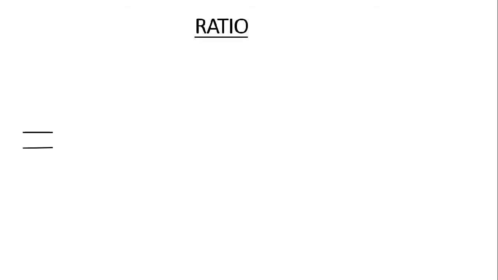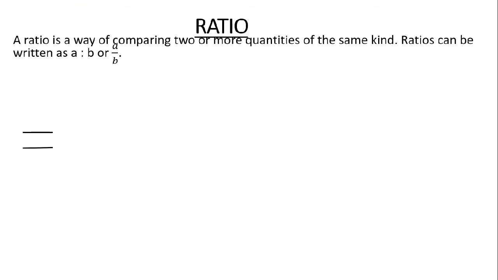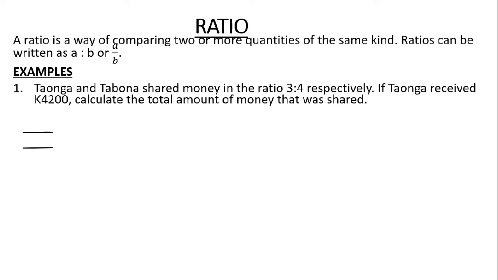Ratio. A ratio is a way of comparing two or more quantities of the same kind. Ratios can be written as A to B or A over B. Examples: Taonga and Tabona shared money in the ratio 3 to 4 respectively. If Taonga received 4,200 kwacha, calculate the total amount of money that was shared.